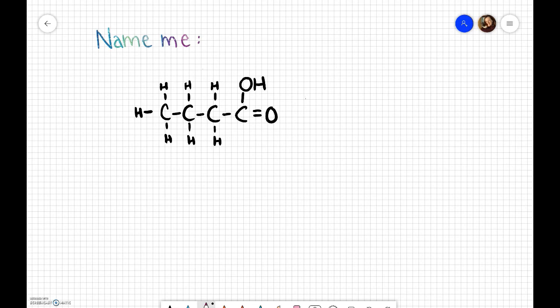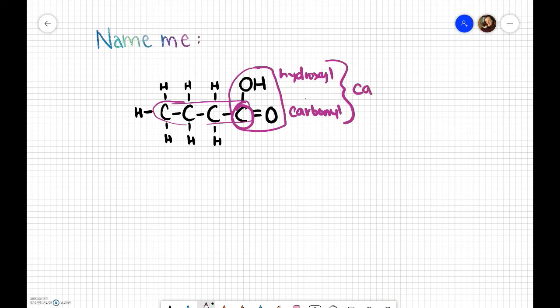In our next Name Me, I look at the main chain here. And the only thing that is odd about this main chain is that this carbon on the end has both a hydroxyl, that's the OH, and a carbonyl, that's the C double bond O, group attached to it. So I know right off the bat, if I have one carbon that has both a carbonyl and a hydroxyl attached to it, that this is called actually a whole thing carboxylic acid group, or a carboxyl group, and we have a carboxylic acid.